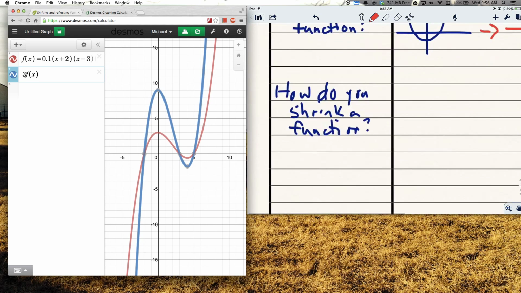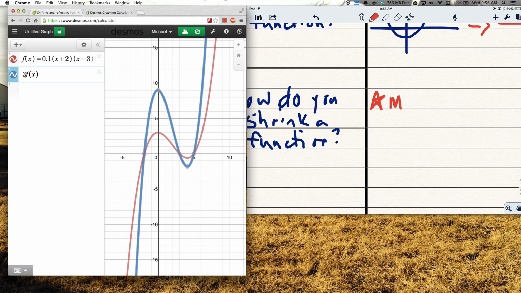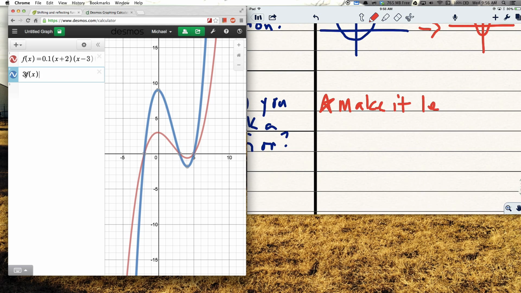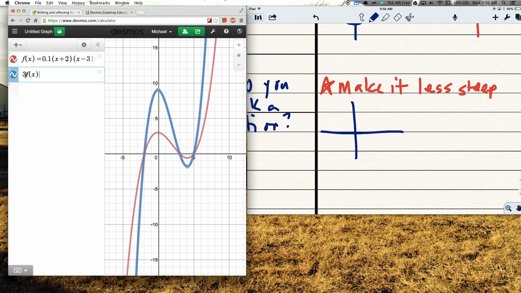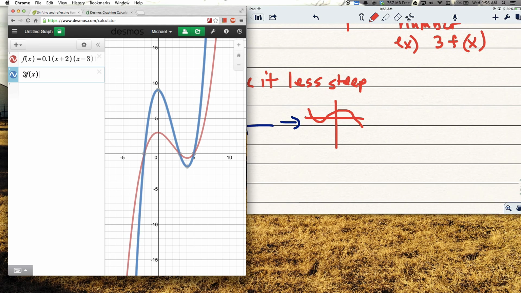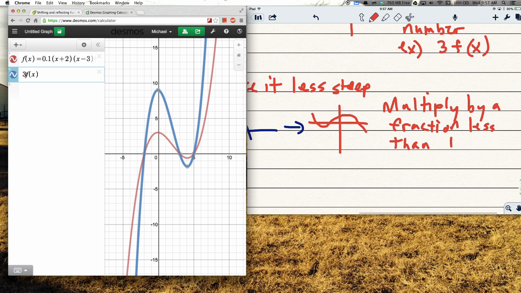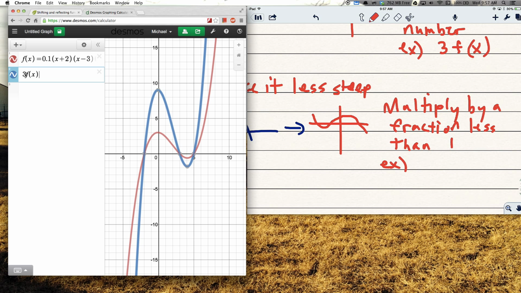The next thing I'm going to look at is, how do you shrink a function? I'm going to put a star here. That means make it less steep. And so if I have a function that looks like this, I want to change it so that it ends up looking like this, so that it's less steep everywhere. And so in order to do that, I multiply by a fraction less than 1. And so for example, I can take f(x) and multiply it by 1/2, 1/2 f(x), and it will make it half as steep everywhere.